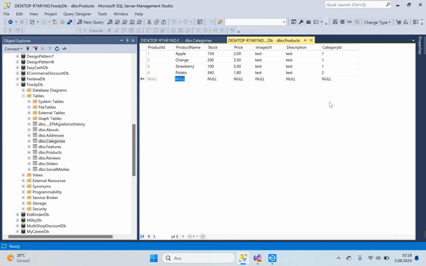Fifth product is banana. Stock 50. Price, what's the price? €3. Test and category 1. Good.